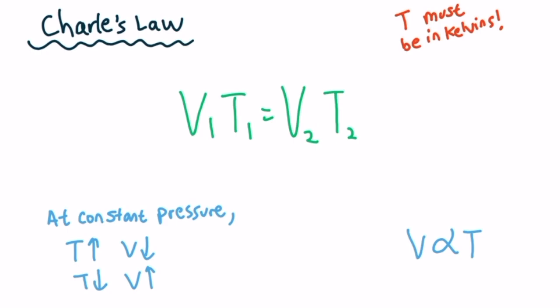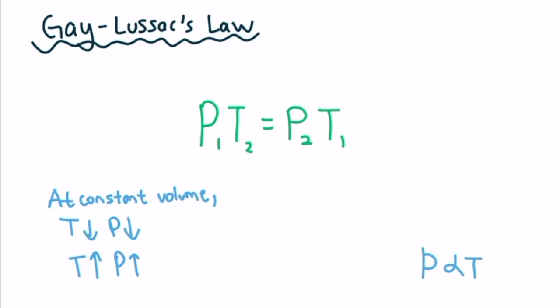This can also be explained by the kinetic molecular theory of gases, which states that when a gas is heated, the speed of its particles increases, and so it hits the wall more often and with more force. So the only way to keep the pressure constant in this case is to increase the volume of the container, and vice versa.